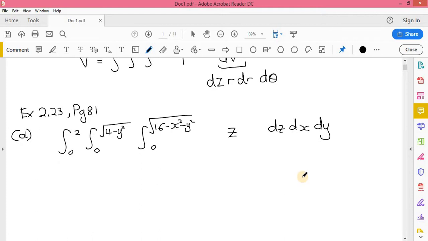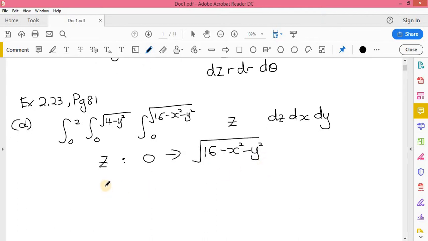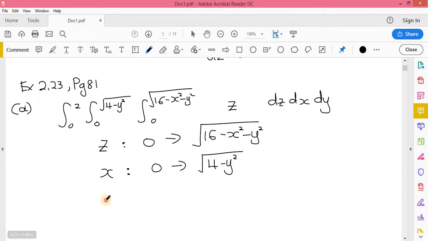First of all, let's look at what information we get from all these intervals. The first interval is the range for z. It is from 0 up to the square root of 16 minus x squared minus y squared. The second interval is for x, from 0 up to the square root of 4 minus y squared, and the last parameter is y, from 0 up to 2.